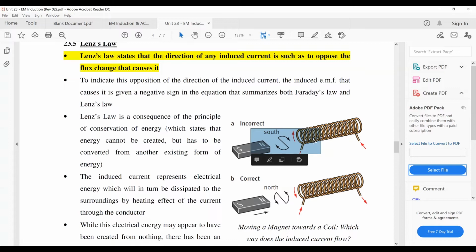So there's going to be EMF, there's going to be current. But the question is, where would the current actually be flowing? You see, for a coil, your current can actually flow this way, or it can actually flow this way. But how do I know which one is actually the correct direction? Here we will tell you this direction is not correct, but this direction is correct. But why is it specifically so?